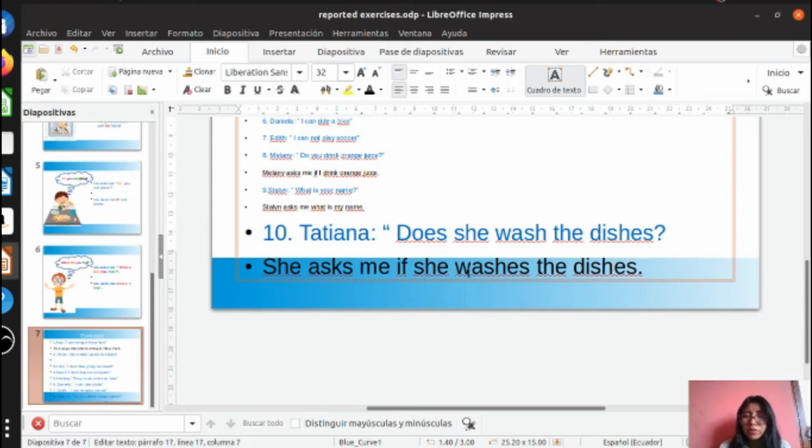Okay, pay attention to the change. In this case, there is a question, and in that part, I have to change it to an affirmative sentence. If she washes, pay attention to the rules of the present simple, the dishes.